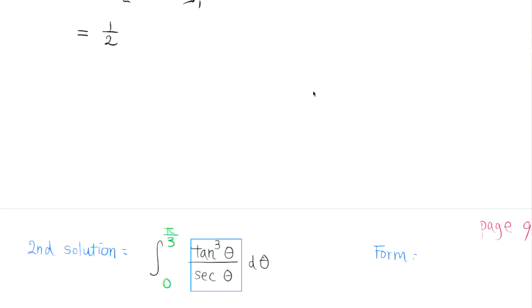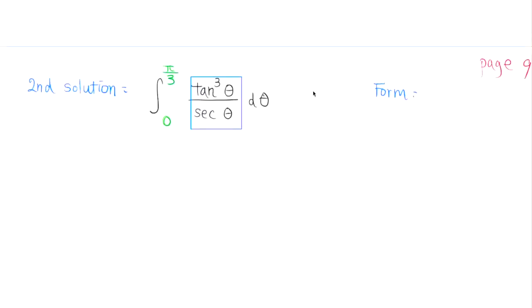Okay. Another way to do this. Now you're looking at this integral, the function that you integrate. Let's think about what form that is. So this one over here is tangent to the third power. You can think about this as secant theta to the negative first power. So you see that the exponent on this tangent theta over here is odd.